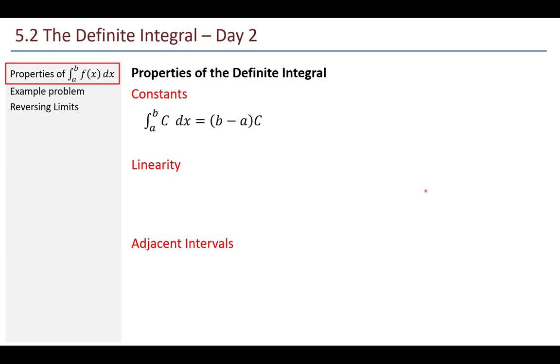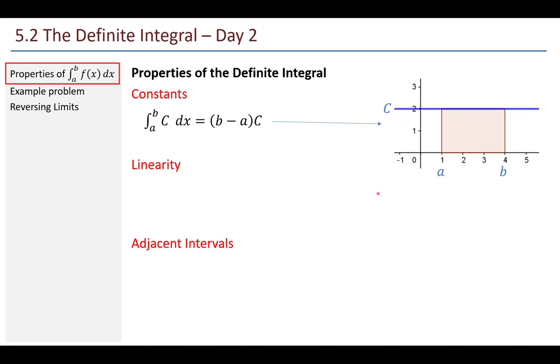So the constant rule says that the definite integral from a to b of a constant is simply b minus a times that constant. Here's a picture that helps us see that. The definite integral from a to b under a constant is really just the area of a rectangle.